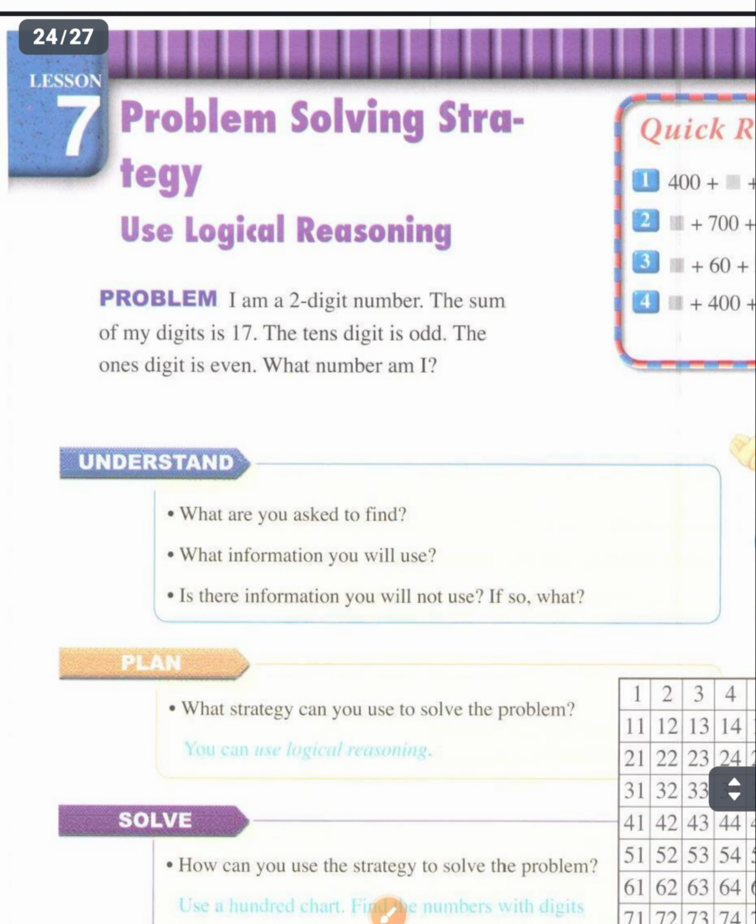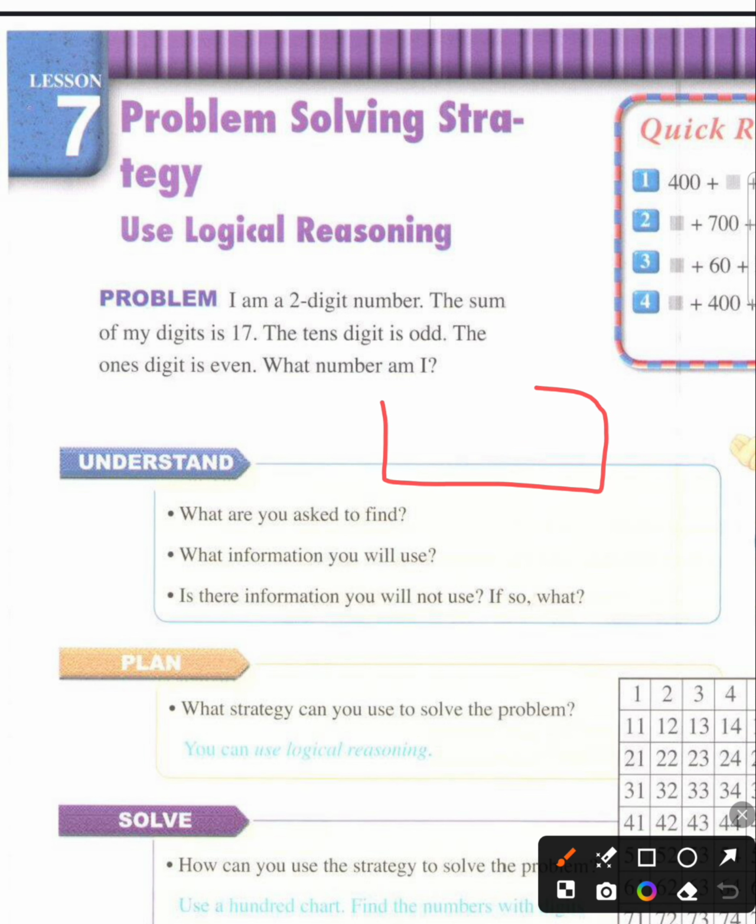We will go to study our problem. I am a 2-digit number. If I am a 2-digit number, it means my number must be made from digit A and digit B. The sum of my digits is 17. It means A plus B is 17. The ones digit is even and the tens digit is odd.